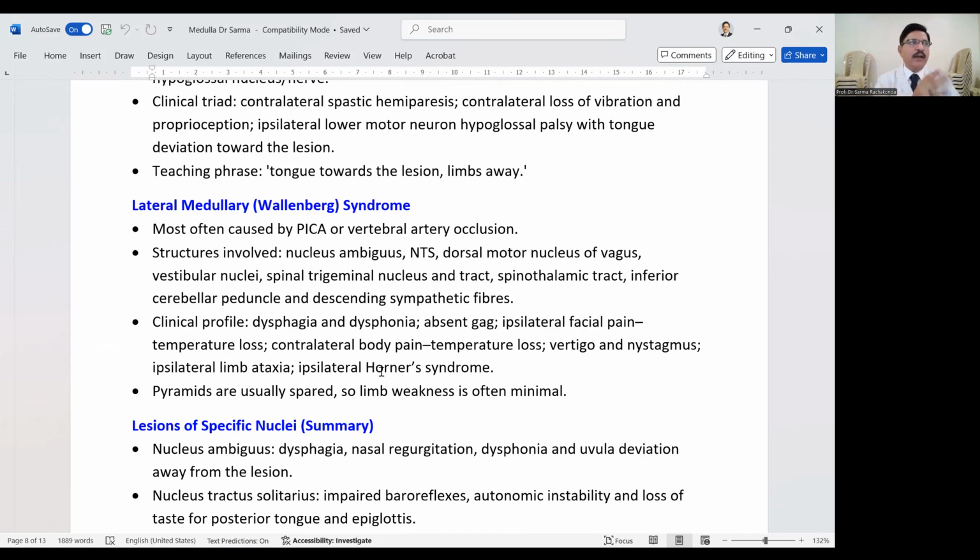Now you tell what is lateral medullary syndrome, madam? You are sitting idle. What is lateral medullary syndrome? Describe the structure and feature of lateral medullary syndrome. Which structure is involved, which is the affected side? Start. See the slide, no problem. You can see and tell.